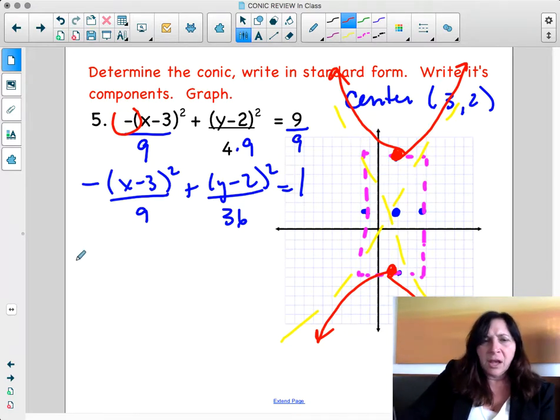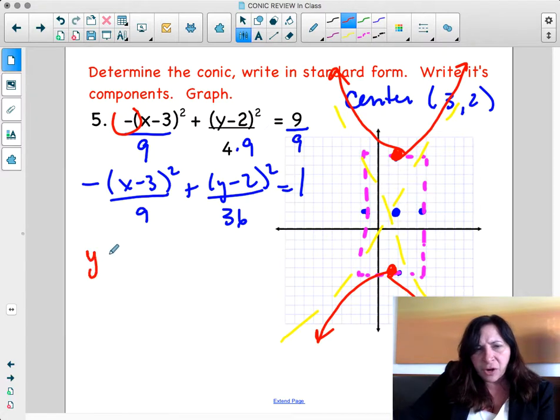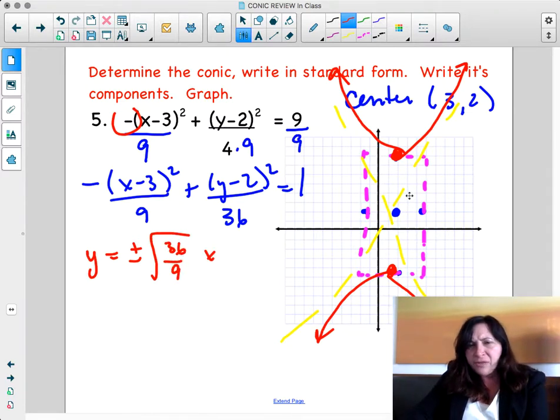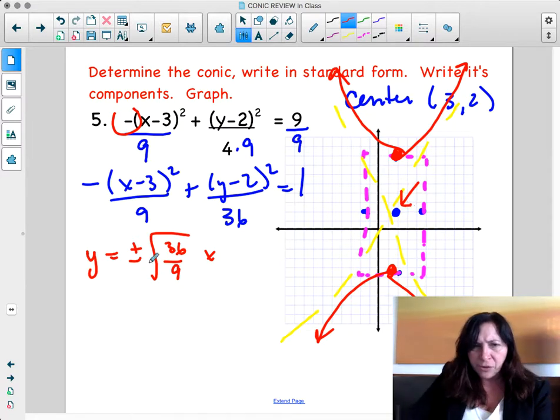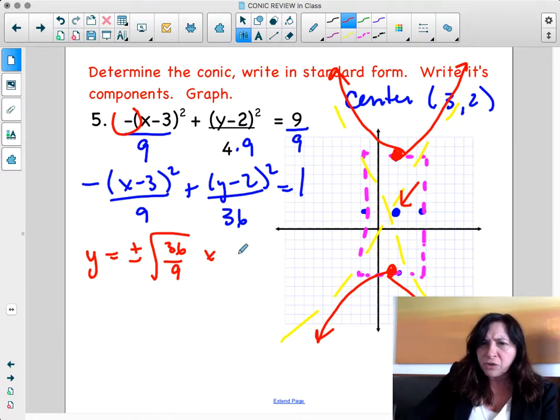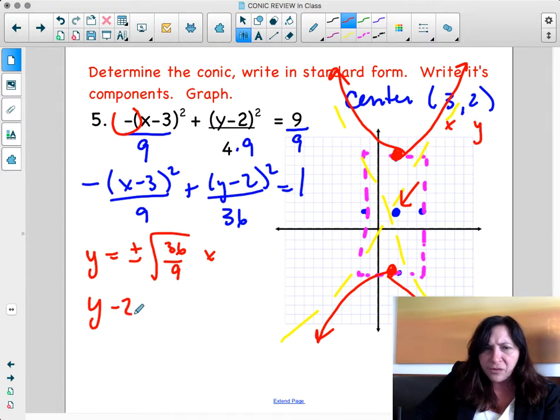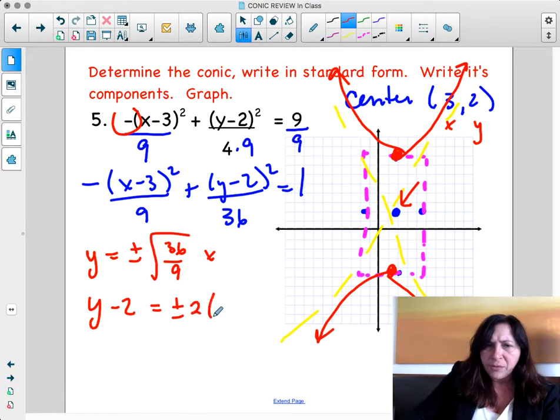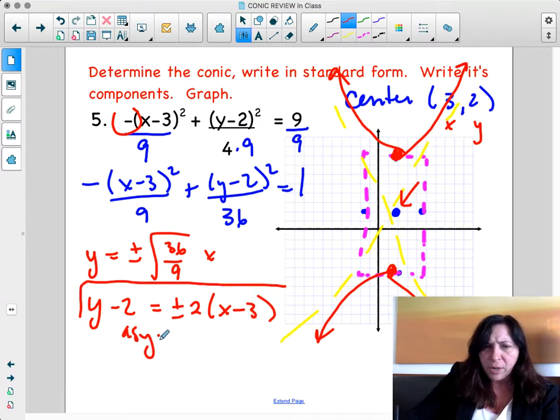Let's get those done. So the asymptotes are going to be y equals plus or minus the square root of 36 over 9 x. But because my center has shifted from 0, 0, that means this is going to shift also. Because this is x and y, this is going to be, let's see here, y minus 2 equals plus or minus 6 over 3. Oh, that's 2. So plus or minus 2 times the quantity x minus 3. And remember, that's a line. These are my asymptote equations.